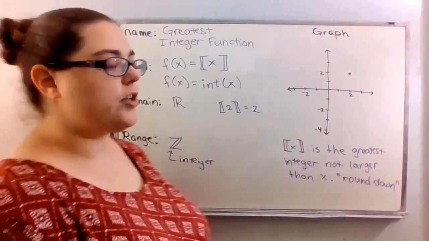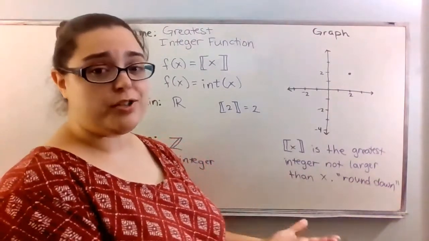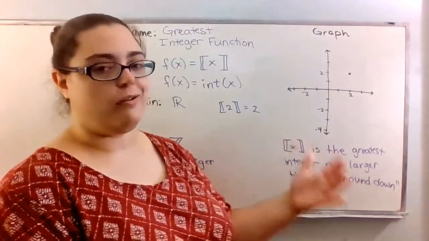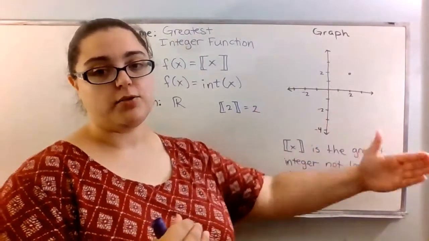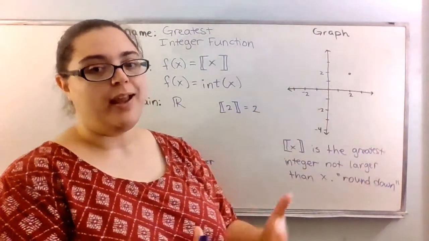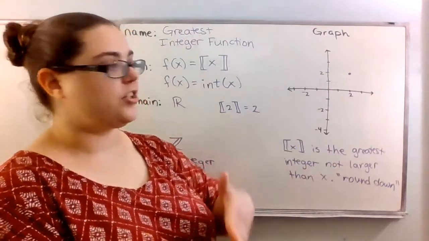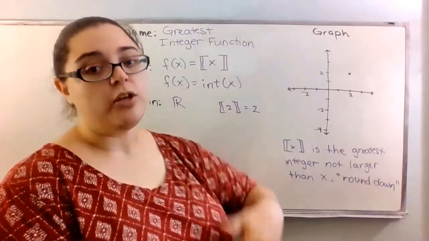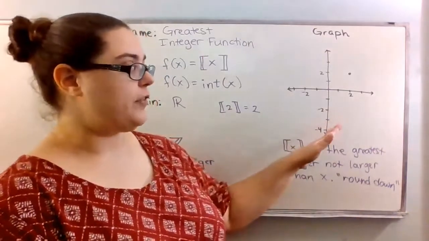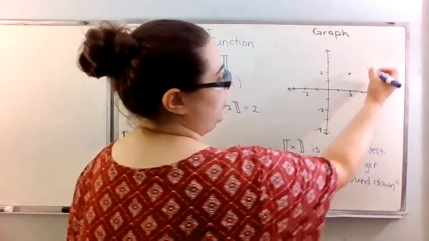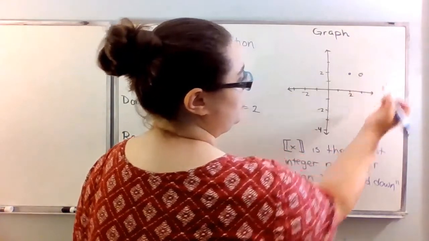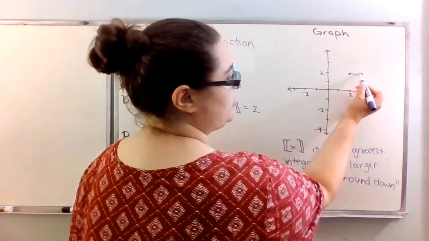And then as we saw, 2.3 was also 2. 2.9 was also 2. Any number that's between 2 and 3 is going to round down to 2. And then once I get to 3, it's going to jump up to 3. So the way that we're going to represent this graphically is I'm going to plot an open circle at 3, 2. And I'm going to connect those with a horizontal line.